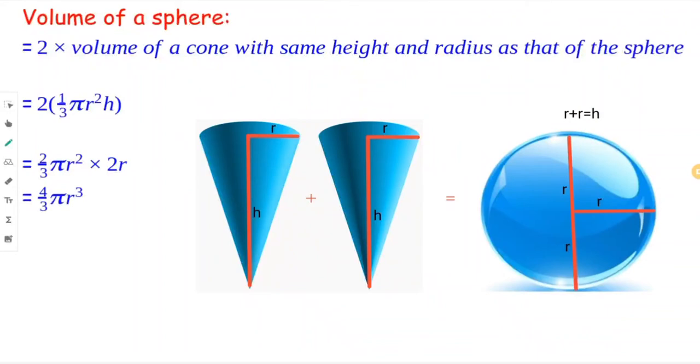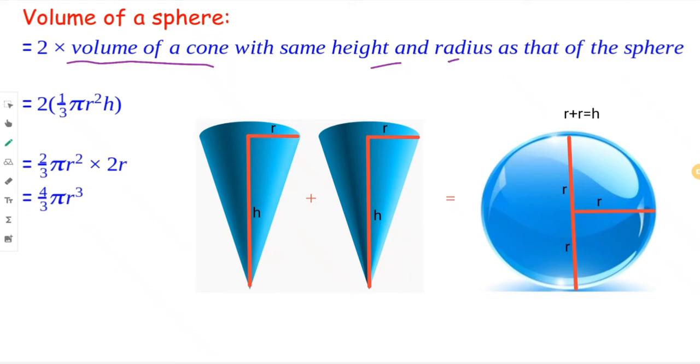Alright, we'll be starting the last exercise, 13.8. Here, first I have to understand how the formula for the volume of a sphere and a hemisphere came about. So let's start with the volume of a sphere. I've already written 2 times the volume of a cone with the same height and radius, which means it takes 2 cones to fill up 1 sphere, right?